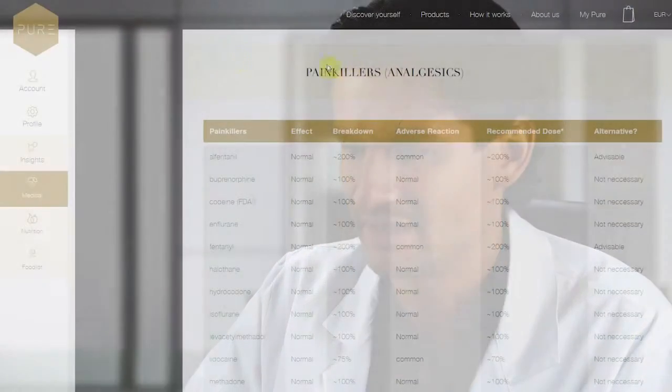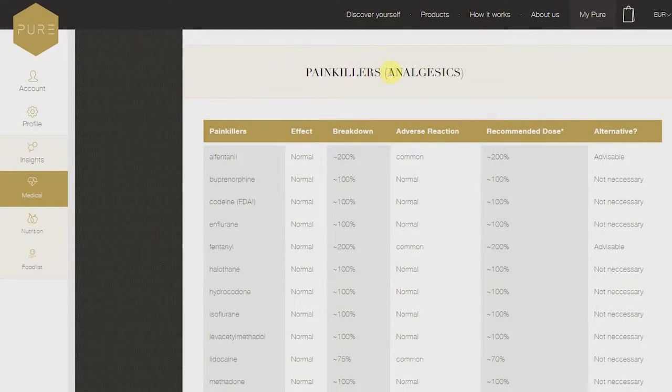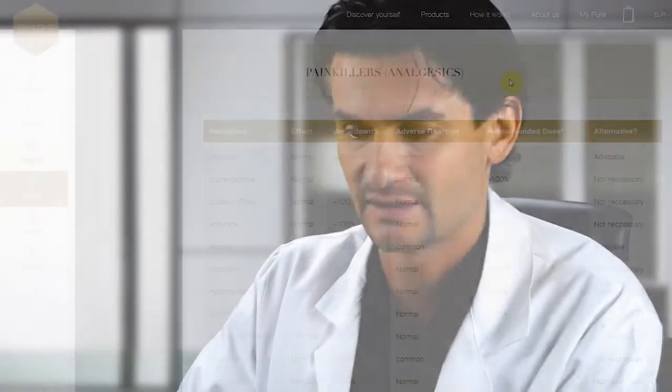In the section Effect on relevant drugs, you will find a whole list of medications that might be used to treat the disease of the section that you're in. So in this case, for example, you see a long list of painkillers, so drugs that are used to alleviate pain. Now, with medication, the field of pharmacogenetics works like this.